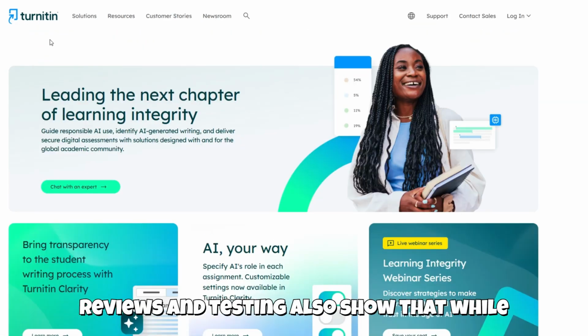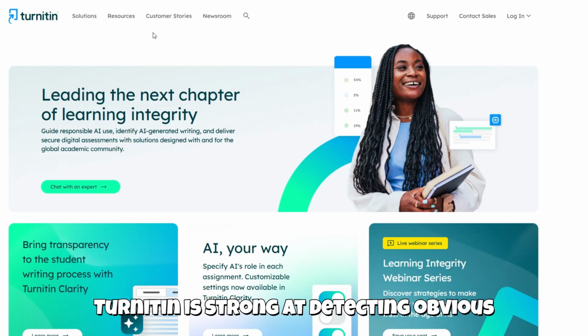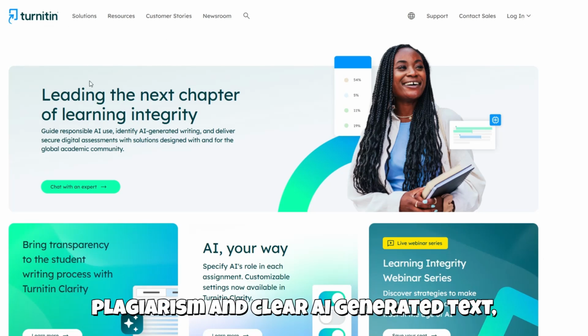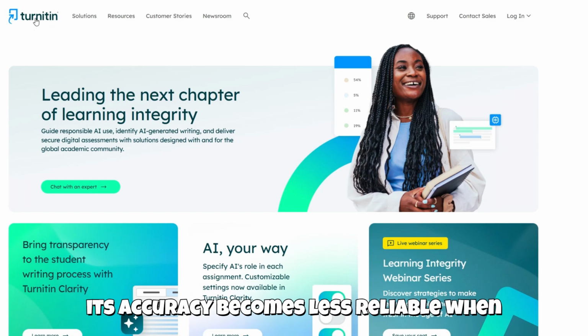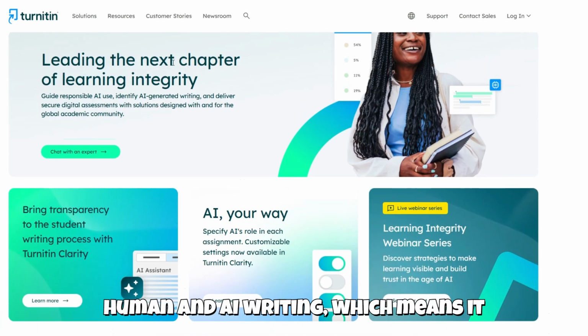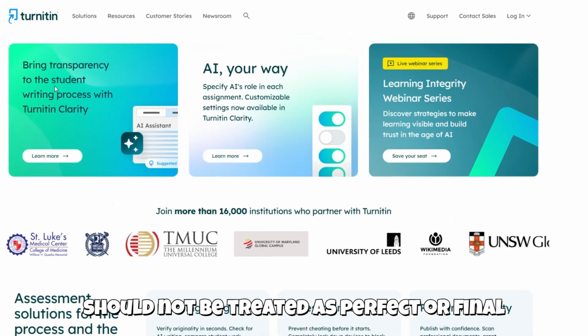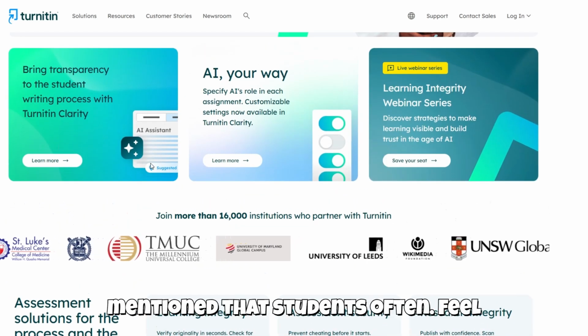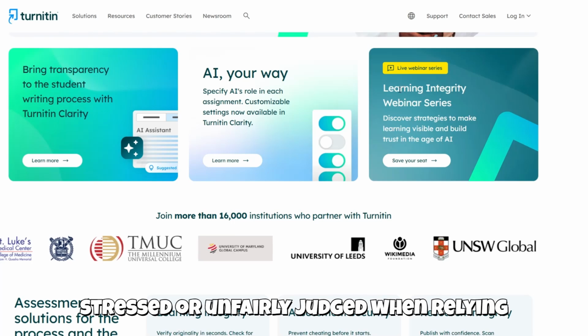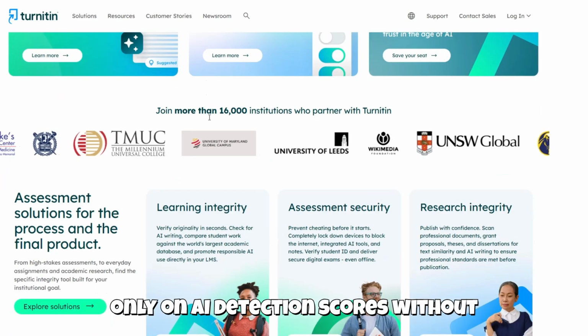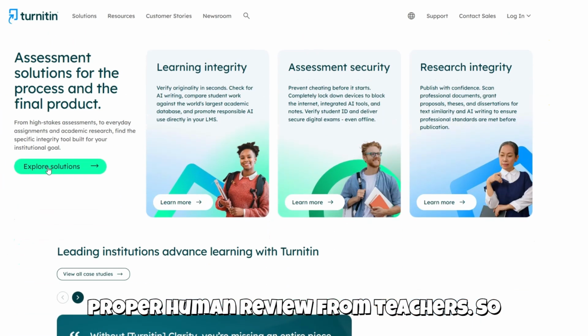Independent reviews and testing also show that while Turnitin is strong at detecting obvious plagiarism and clear AI-generated text, its accuracy becomes less reliable when dealing with paraphrased content or mixed human and AI writing, which means it should not be treated as perfect or final proof of cheating. Some users also mention that students often feel stressed or unfairly judged when relying only on AI detection scores without proper human review from teachers.